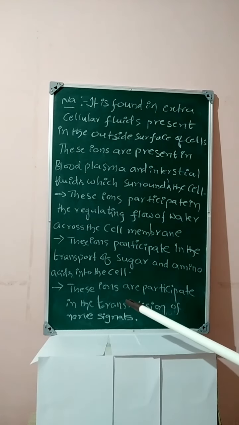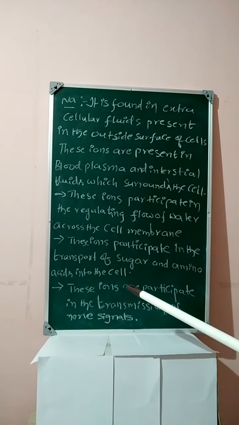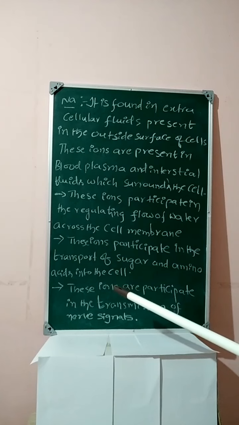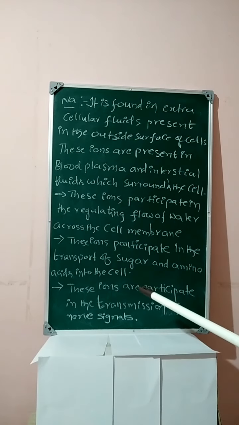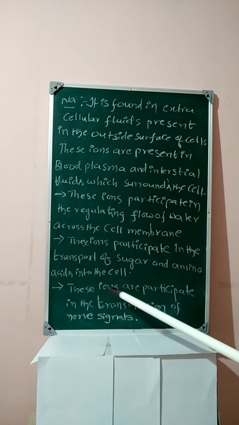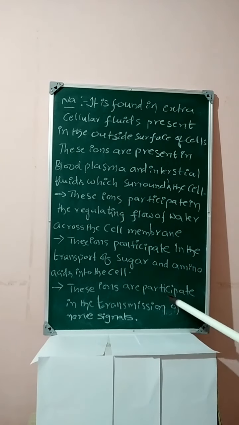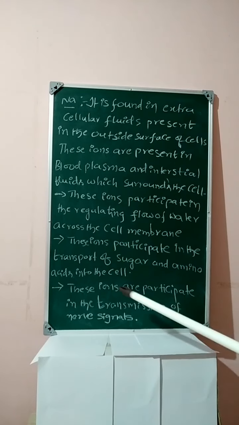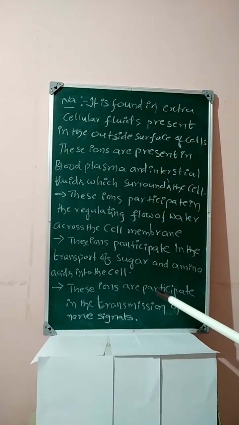Similarly, when you see a snake with your naked eye, immediately you are running. Why? Because your brain will give a signal, snake is there, you can run fast. Your brain will give a signal to your legs. Why? Because there is a transmission of nerve signal from one nerve to another nerve. That is, these ions participate in the transmission of nerve signal. The brain will give a signal to the legs to run fast, otherwise the snake will come.